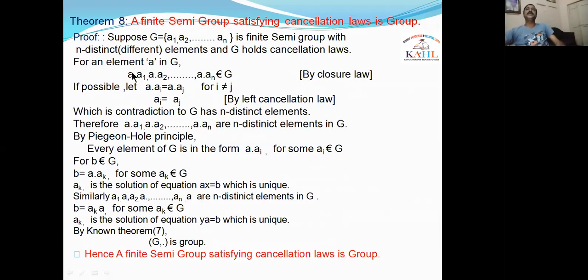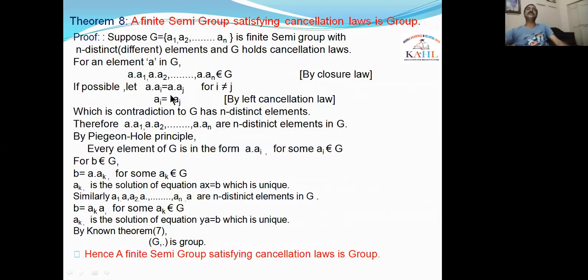Now I have a doubt: are any two elements equal? Just let me take that, if possible, any two different elements are equal. That means AAi is equal to AAj for i is not equal to j. That means suffixes are not equal. If i is 1, then j is not 1, that is 2 or 3, whatever it may be. Here we have taken in numerics AA1 is equal to AA2 like that.